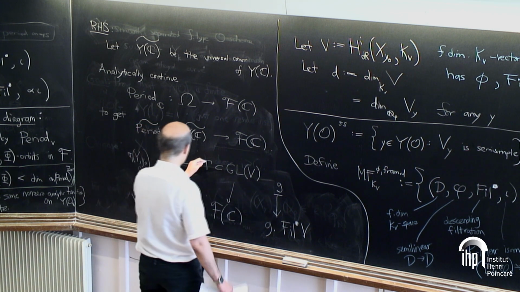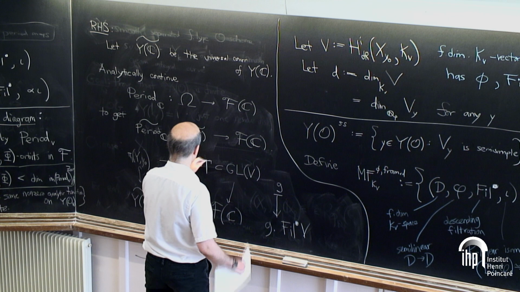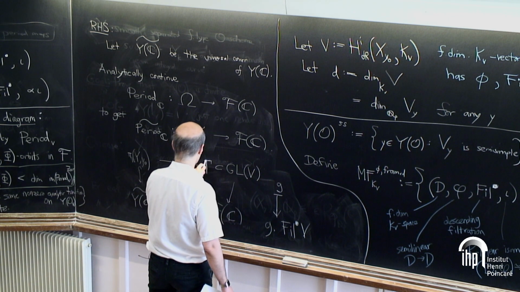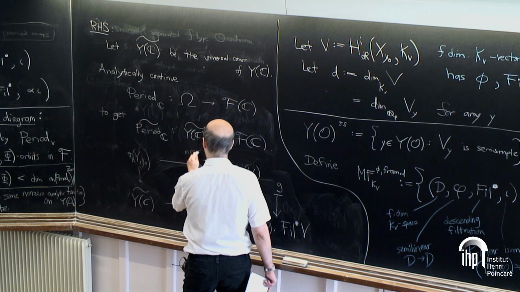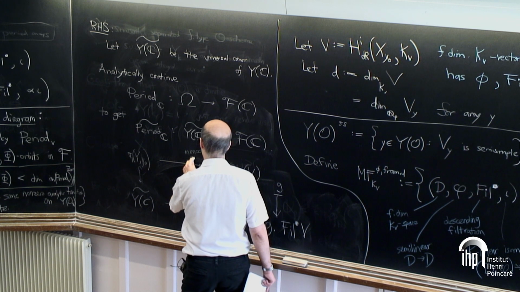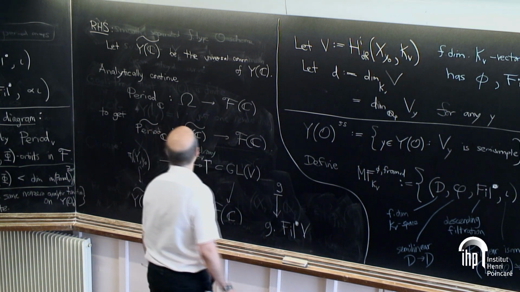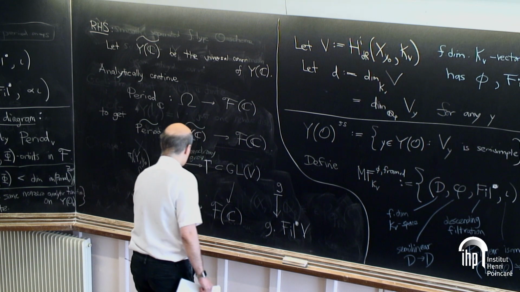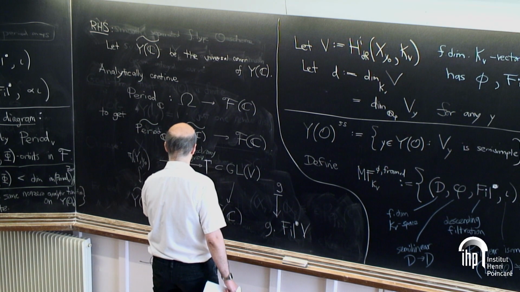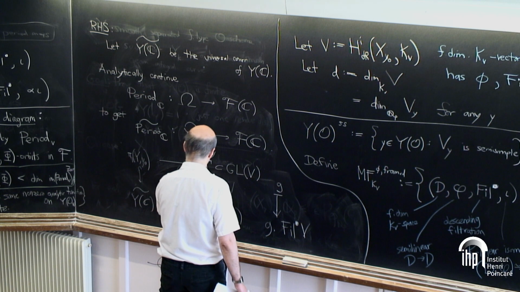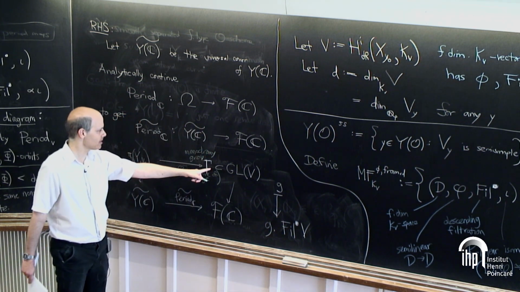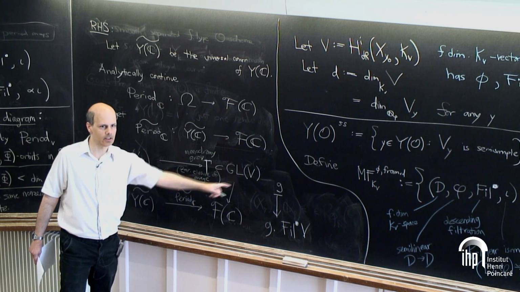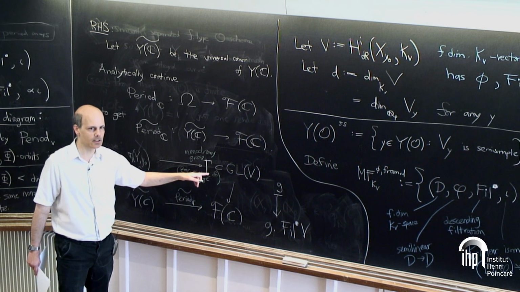Let me also define the monodromy group, which is sort of the image, except let me take the Zariski closure of the image of this representation and call it gamma. So that's what I'm going to call the monodromy group. This is going to be some algebraic group inside GL(V). So I can talk about its dimension, for example.